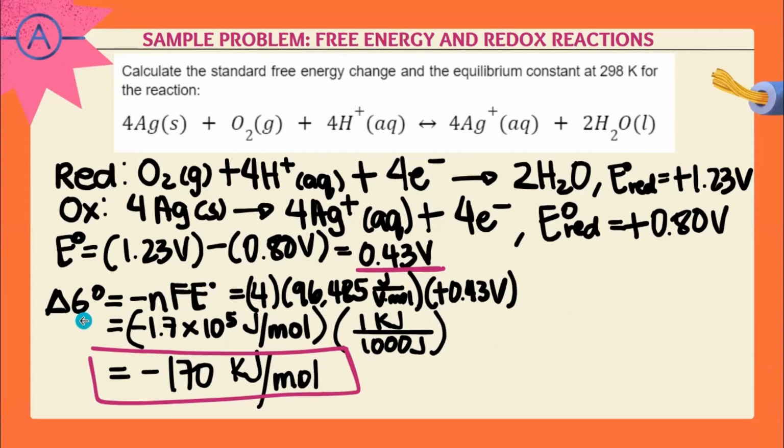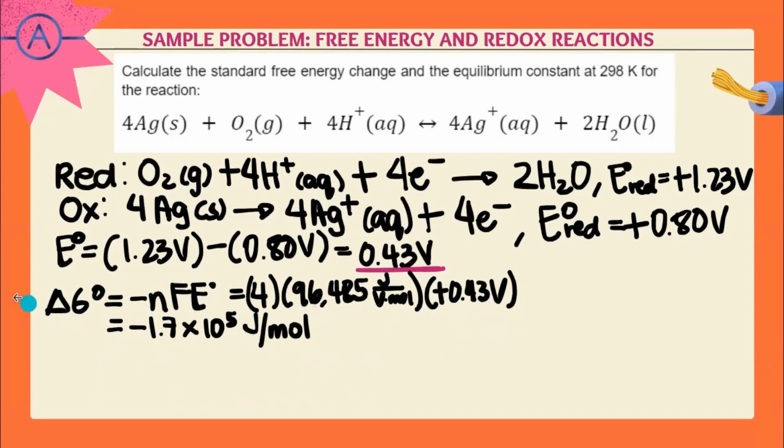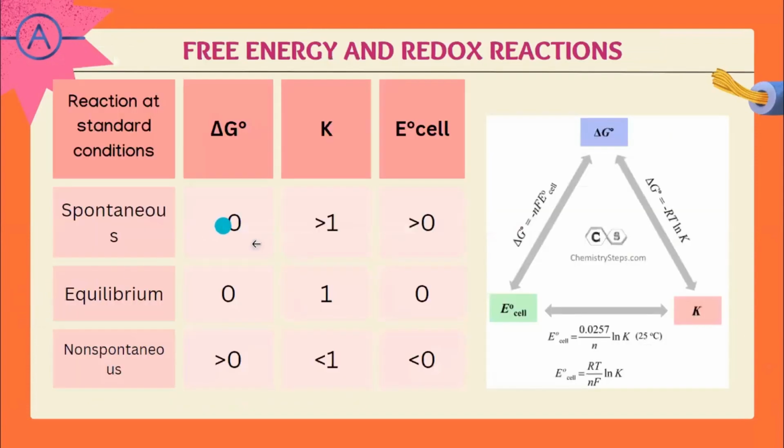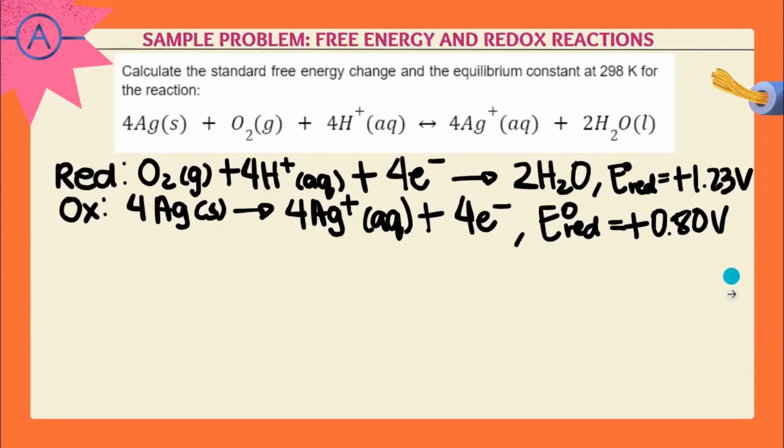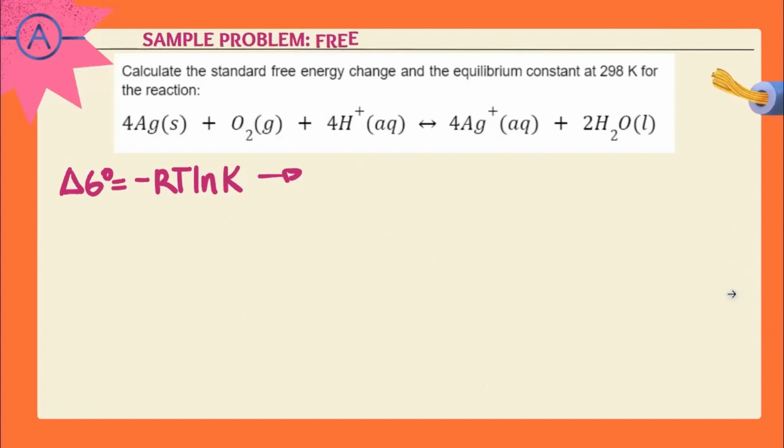And by using our reference from the table that we have provided here, a negative delta G means the potential E has a positive value, and K has a positive value which is greater than 1. Then for delta G, we have a negative value that is less than 0. So we now have to determine K in order to predict if the reaction is really indeed spontaneous. After that, we just have to solve for K.